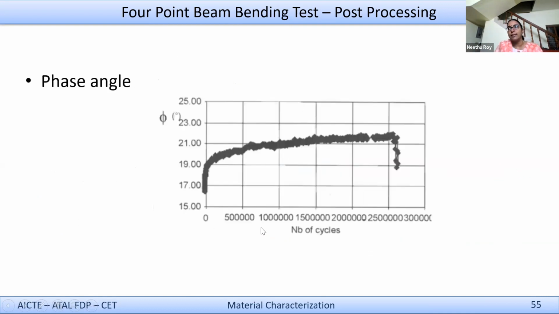And this is the phase angle approach. You can note the phase angle for all the cycles and see when the phase angle starts dropping. That is the stage that corresponds to the failure life.